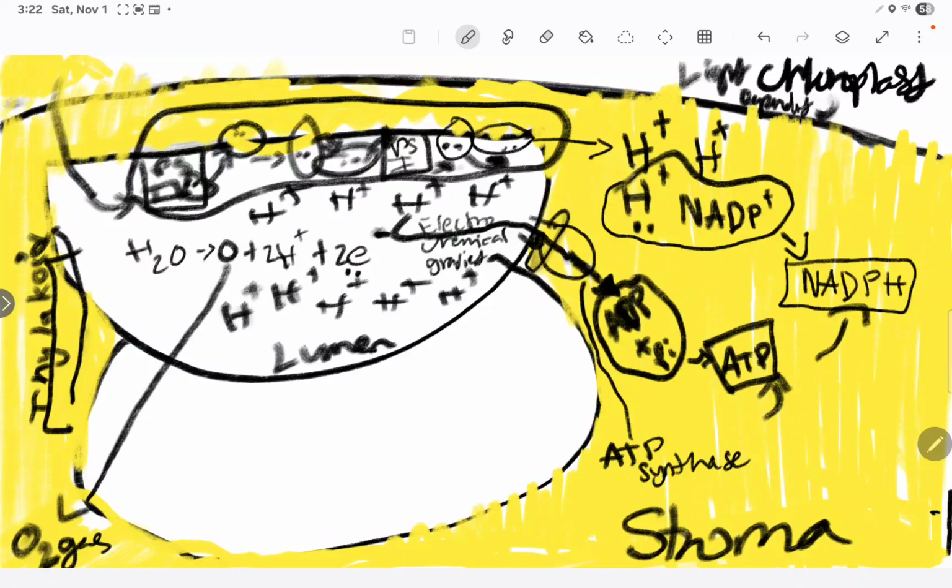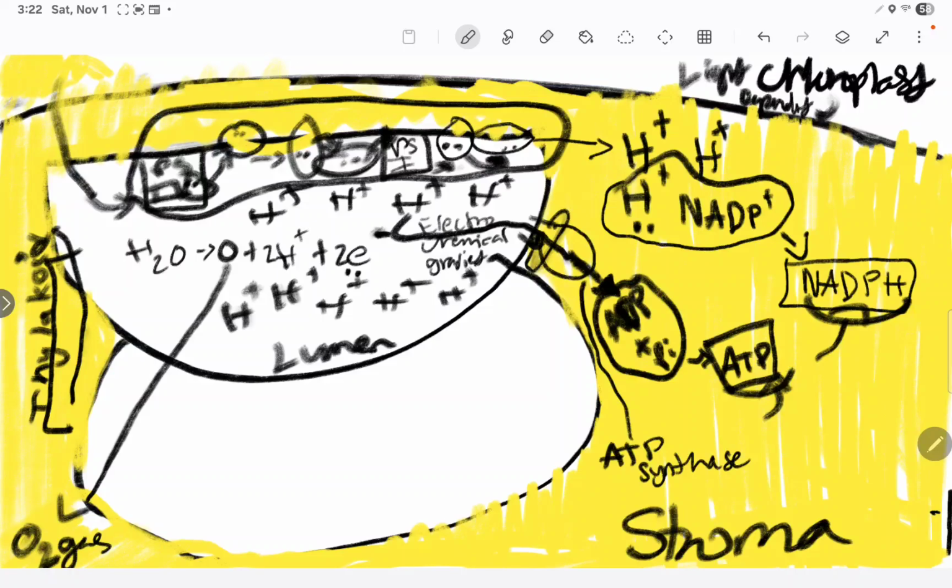And this chain is known as the electron transport chain. So this is your electron transport chain. In basic terms, these are just proteins that transport your electrons so that it can create your NADPH and your ATP over time.